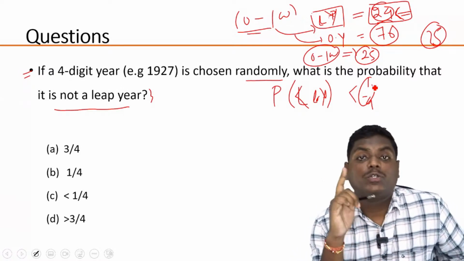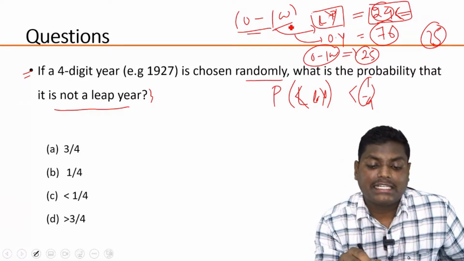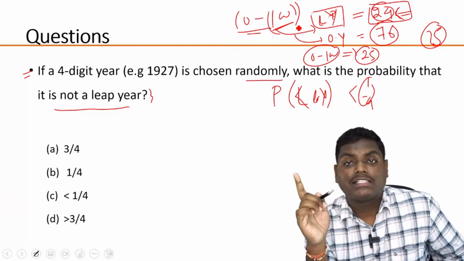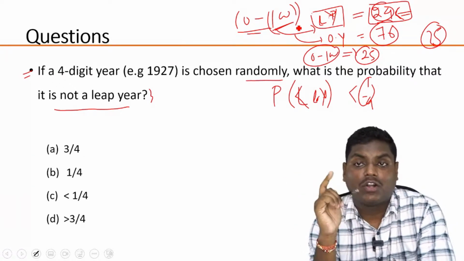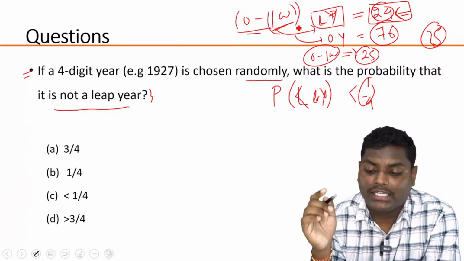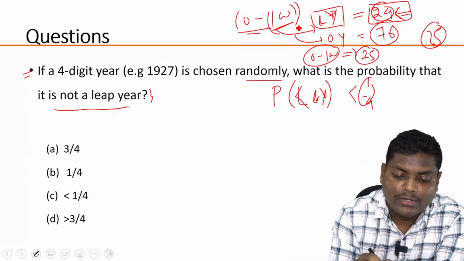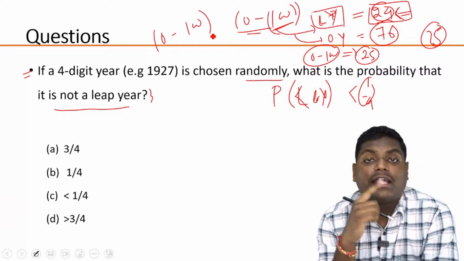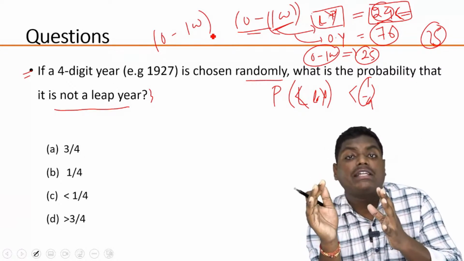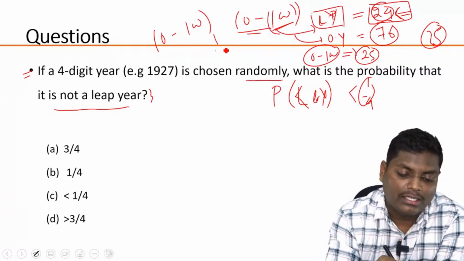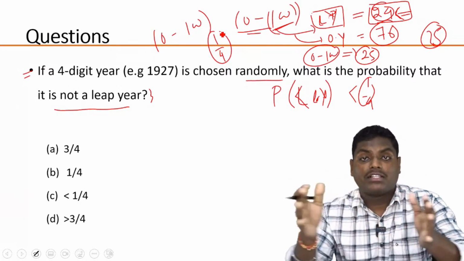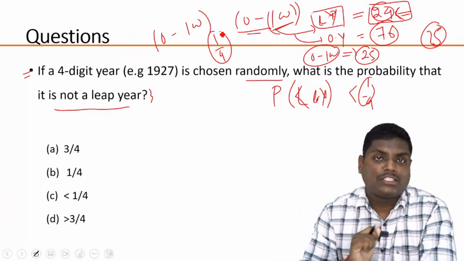Because if we consider 0 to 100, the 100th year is not a leap year. Why? We have discussed it is not a leap year because it is not divisible by 400. Do you get the point? So whenever we have this scenario, the number of leap years is less than 1/4. Ideally, the number of leap years should be the duration divided by 4. That should be the case.